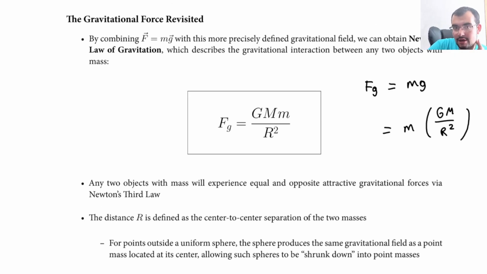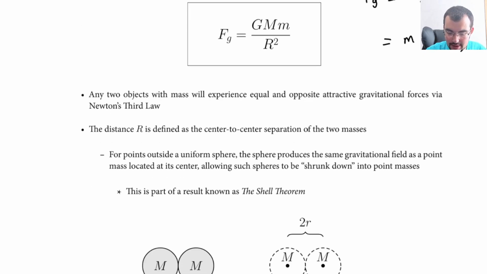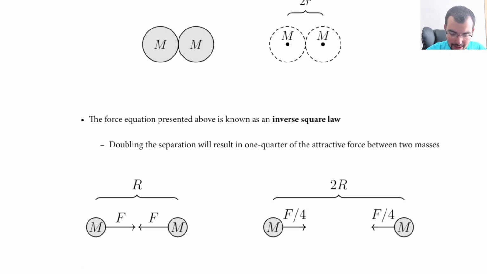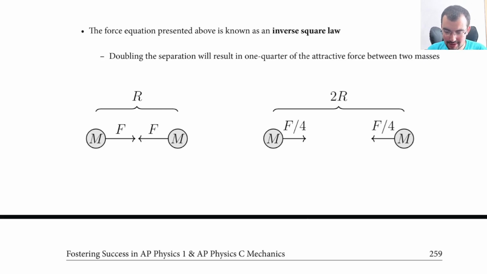The key property to know about gravitation is, first of all, the gravitational forces are always equal and opposite between objects. That's just a third law pair. And also, it's an inverse square law. So doubling the distance quarters the force because 1/2 squared is equal to 1/4. This is the property to know. Doubling the distance quarters the force. Notice they're always equal and opposite forces. Just doubling the distance quarters the result.